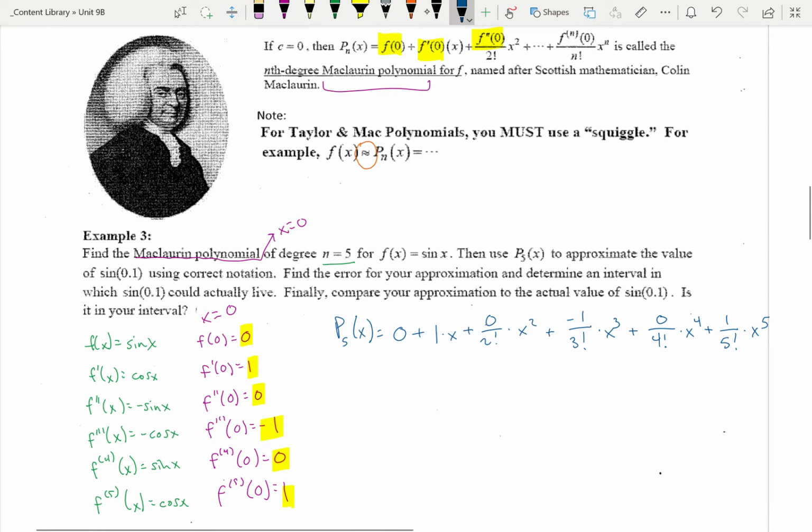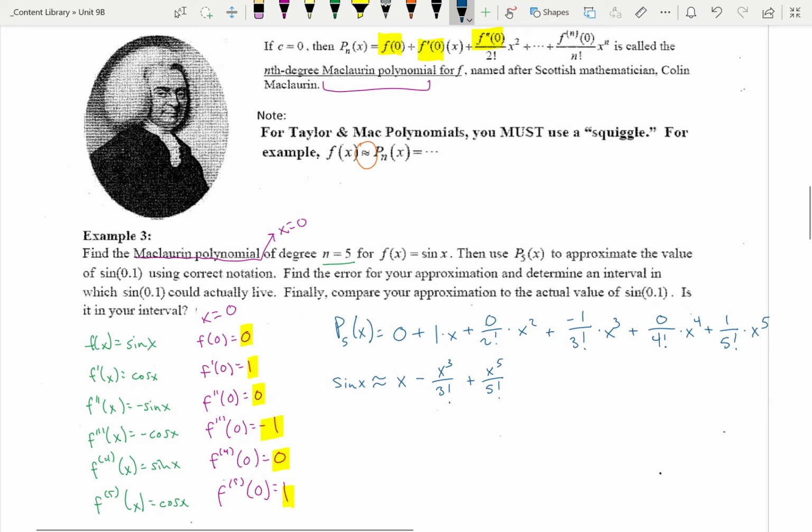We can clean this up a bit. We'll go ahead and say that the sine of x is not equal to, but is approximately equal to 0 plus 1x plus 0x squared minus 1 over 3 factorial times x cubed plus 0x to the fourth plus 1 over 5 factorial times x to the fifth. So this is familiar to what we saw in example 2. We stopped before we got to the 7th term, but we've got at least the degree 5 Taylor polynomial approximation.